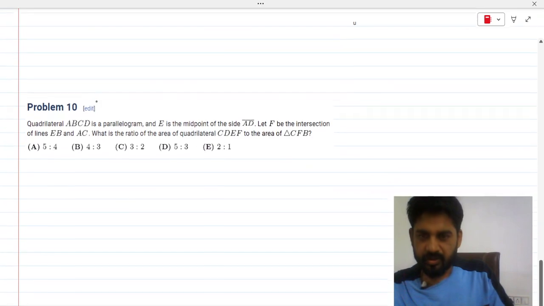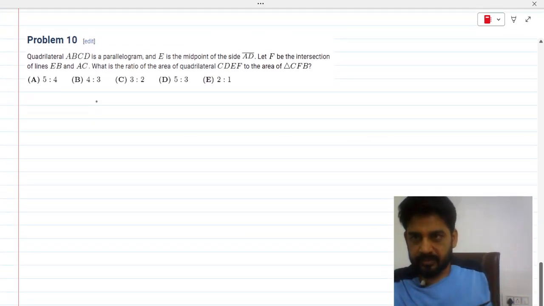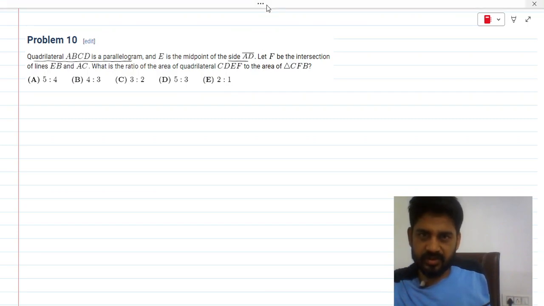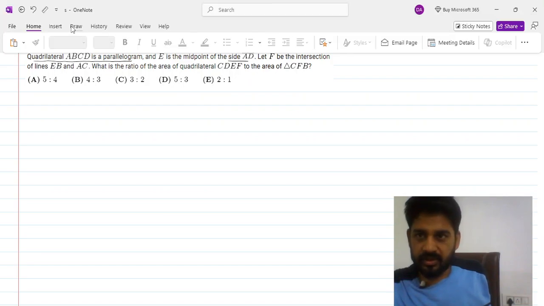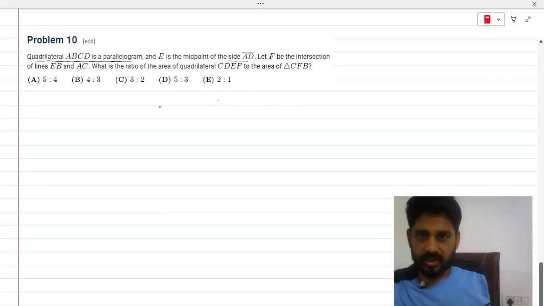Okay. So this problem is from geometry. So here the quadrilateral ABCD is a parallelogram and E is a midpoint of the side. So first of all we need to draw the diagram. We need to draw the parallelogram. Okay, let's draw the diagram.